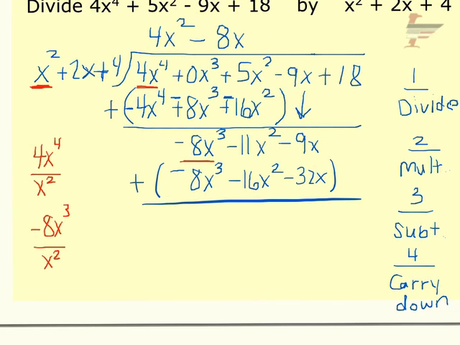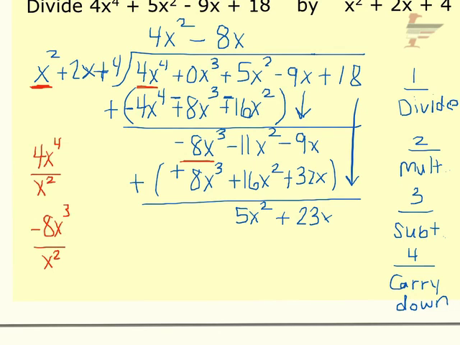And then I subtract, and again I have to remember to subtract all of this, so I really add, and then I change all the signs, so this will be a plus, and a plus. So my cubes cancel. Negative 11 plus 16 is 5x squared, and negative 9 plus 32 is positive 23. And then I carry down.